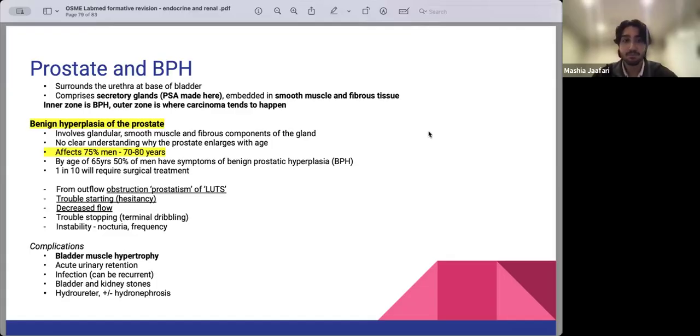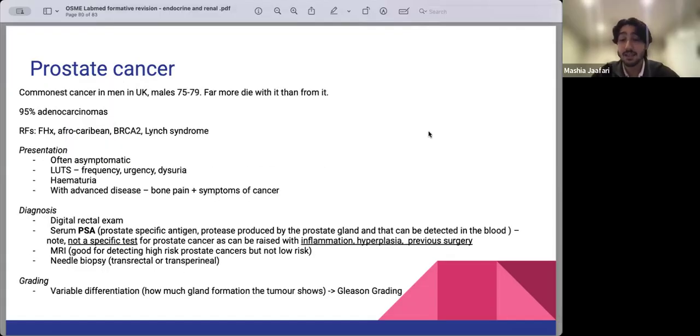Think about prostate cancer. That's the most common type of cancer in men. It has a relatively good prognosis, and one of the stats that most people talk about is that more people die with prostate cancer than of it.